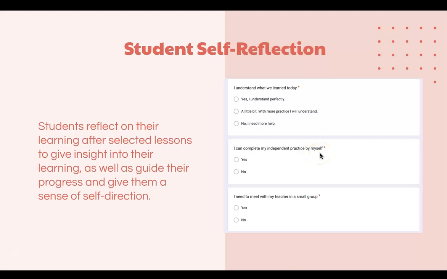After every lesson, students are sent back to their desks to work on a couple questions independently, and this is just if they think that they can complete it by themselves, yes or no. And lastly, the question, I need to meet with my teacher in a small group. This one's probably the most beneficial to me because I can see which students are eager to meet with me in a small group and learn more.